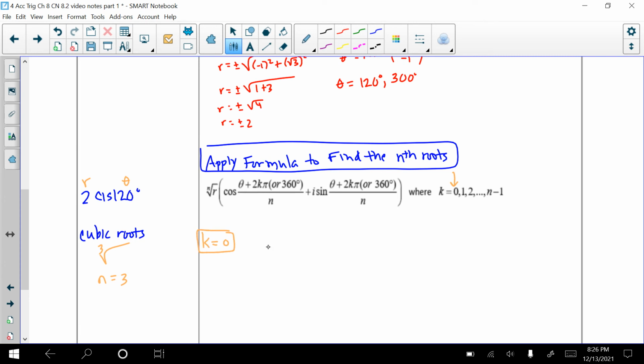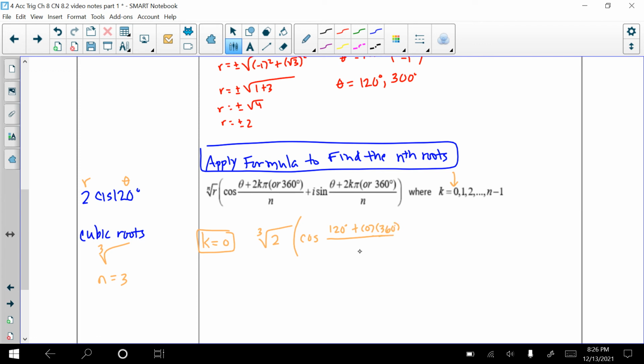So if k is 0, then I've got my nth root of r. My nth root is 3, r is 2. Open my parentheses. We've got cosine of theta, which is 120 degrees, plus, since I'm in the degree mode, I need my k value, which is 0, times 360 degrees.